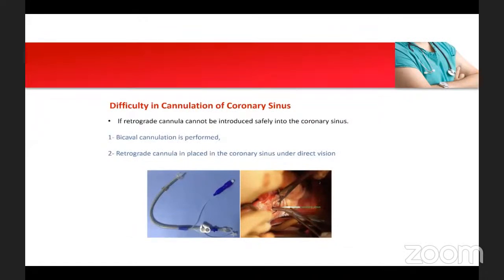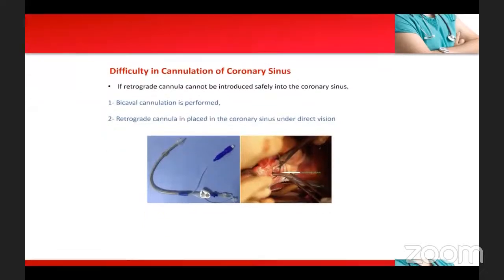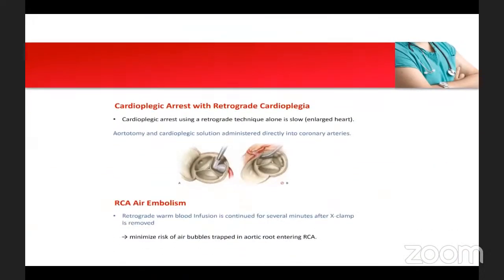If the retrograde cannula cannot be introduced, then bicaval cannulation is an alternative, with a direct retrograde cannula placed in the coronary sinus after opening the right atrium under direct vision. Retrograde cardioplegia is usually slow in arresting the heart, especially in a patient with an enlarged heart. If this is the case, then direct cardioplegia after aortotomy can be administered directly in the coronary ostium.